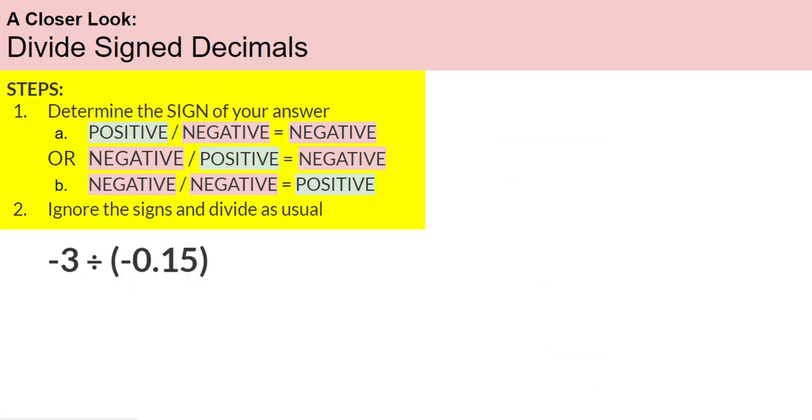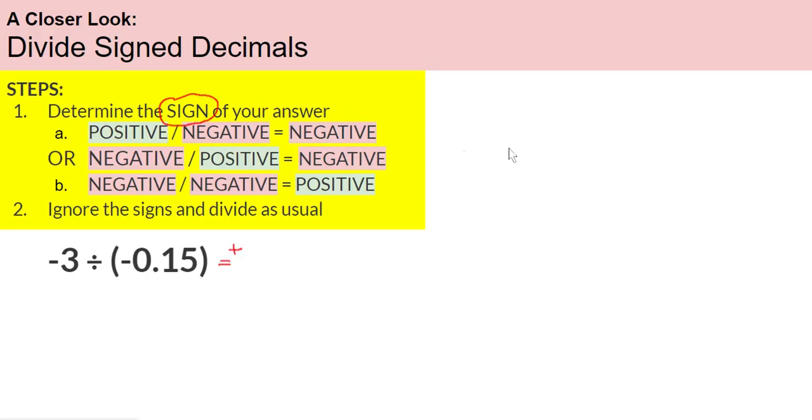All right, let's try another one. Negative 3 divided by negative 15 hundredths. Step 1. Is your answer going to be positive or negative? That's the sign. Determine the sign. What do you think? If you said positive, you are correct. I'm just going to write a plus there. Negative divided by negative is a positive. So we know it's positive.